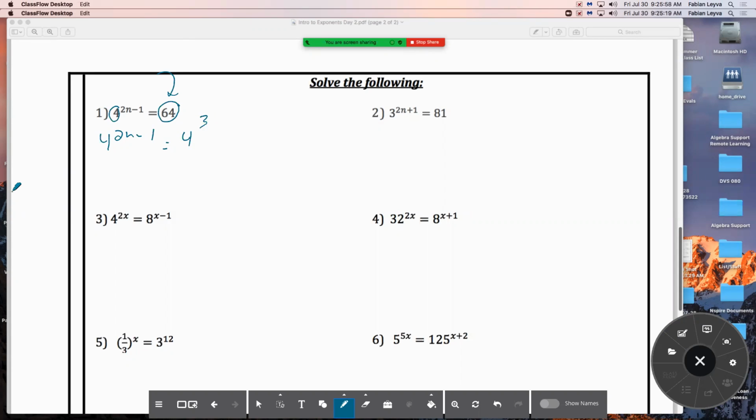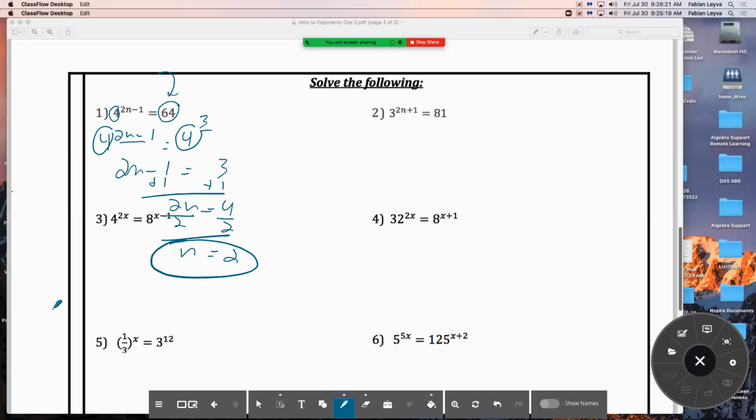And now you can see that this one was pretty straightforward. I have my 2 bases that are the same. That means that the exponents have to be equal to each other. So 2n minus 1 has to be equal to 3. Now, you can see that we can solve for the variable. So let's go ahead and add 1. We end up with 2n is equal to a positive 4. Dividing by 2 on both sides, you end up with n equals a positive 2. If you were to plug this back in, you see that it checks out.